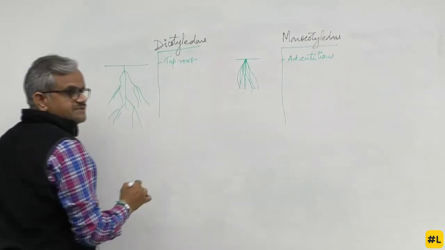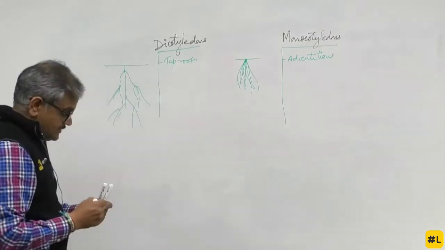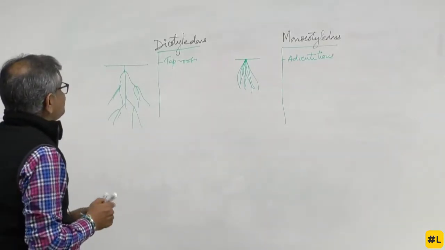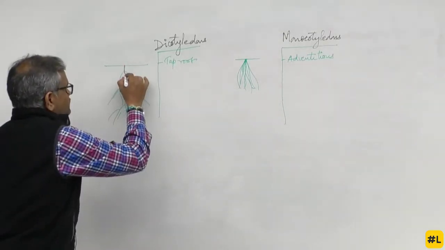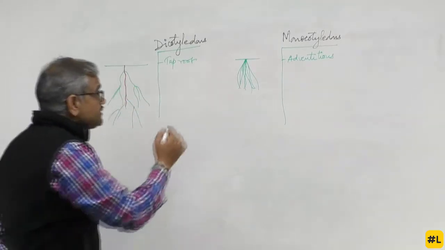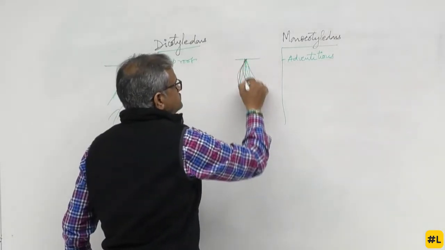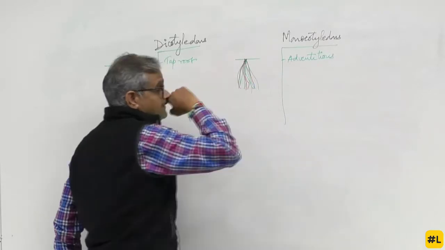Sir, what is the difference? Here you can see the central axis is very clear. The primary root is very clear. Here you don't know, sir, which is the primary root. That is called as adventitious.